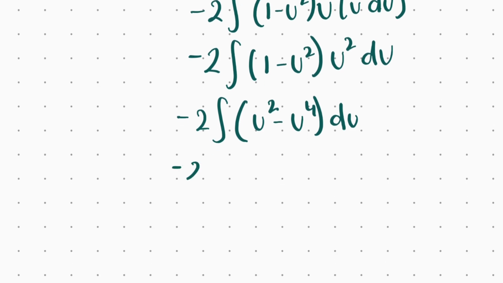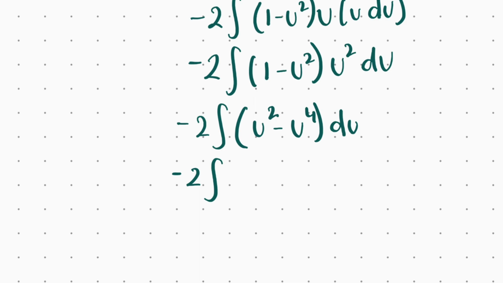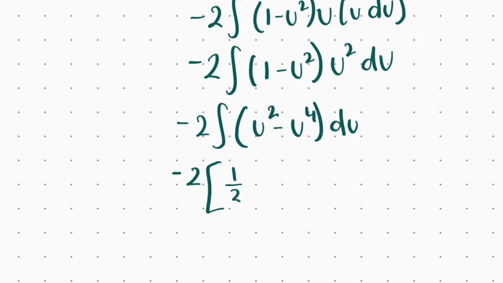And now let's just find the integral. So we get minus 2 stays out. The integral of u squared is basically 1/3 u cubed. We have our minus, and the integral of u to the power 4 is 1/5 u to the power 5.